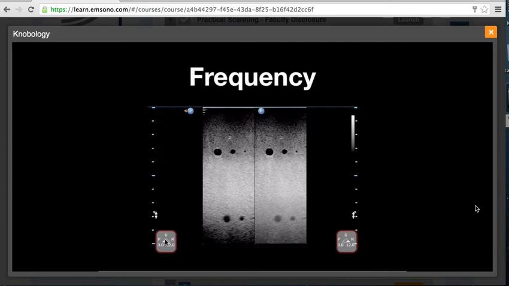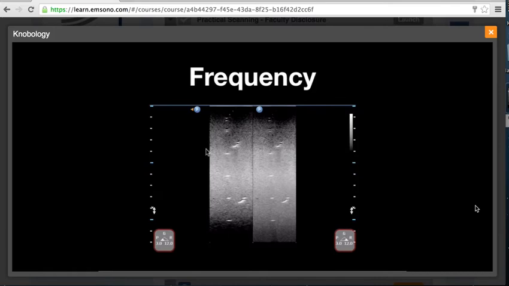So this is something you have to control, and this is something you're going to need to change based on the depth of the target structure. But remember, overall, higher frequencies for superficial structures and lower frequency for deeper structures.